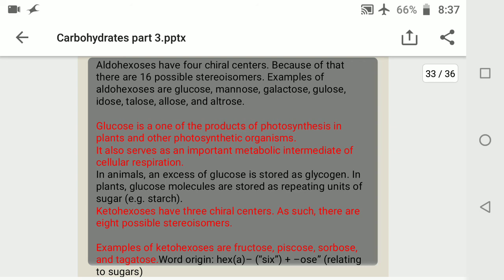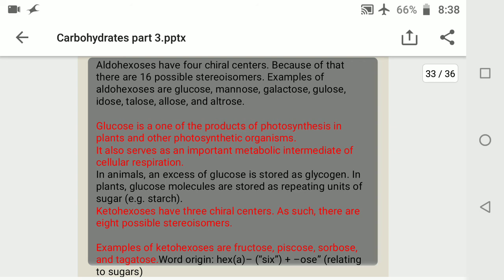Glucose is one of the products of photosynthesis in plants and other photosynthetic organisms. It also serves as an important metabolic intermediate of cellular respiration. In animals, an excess of glucose is stored as glycogen. In plants, glucose molecules are stored as repeating units of sugar.